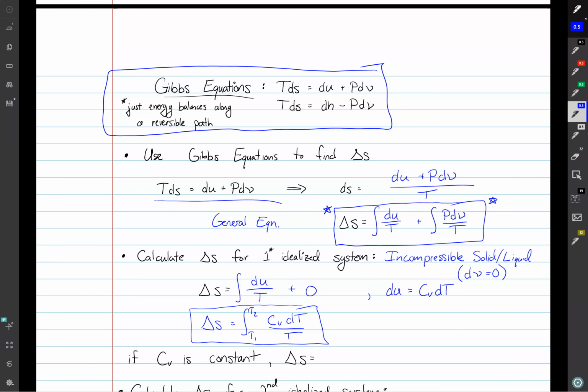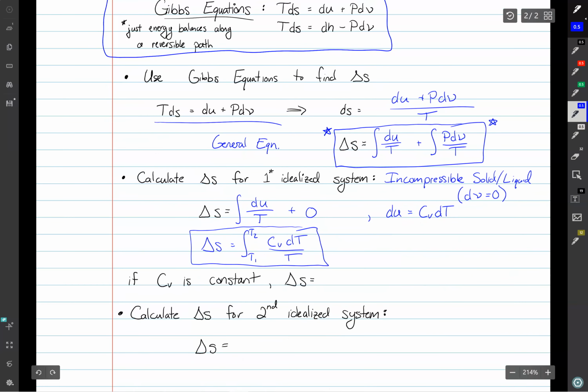If we have, again, now this was a special case, incompressible. If we have another special case layered on top of that, this is where we get into really a lot of special cases. If we have this other special case layered on top of it, where the heat capacity CV is constant, then we can pull it out of the integral and solve it, and we would get that the delta S is CV, and we have 1 over T, so that's just a natural log. CV ln T2 divided by T1.